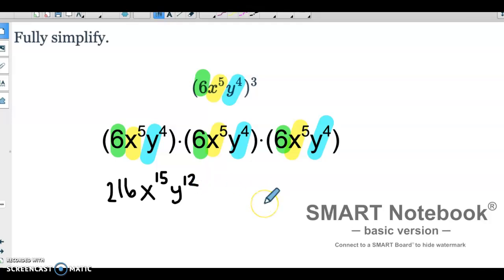And we get 216 x to the 15th, y to the 12th. Final answer, no negative exponents. It's fully simplified.